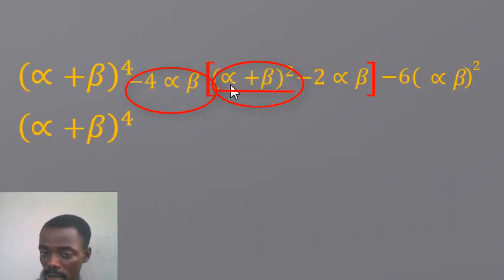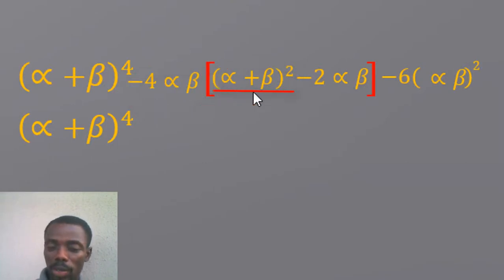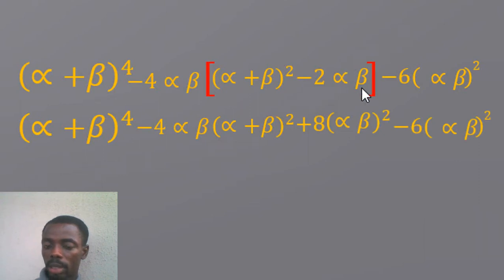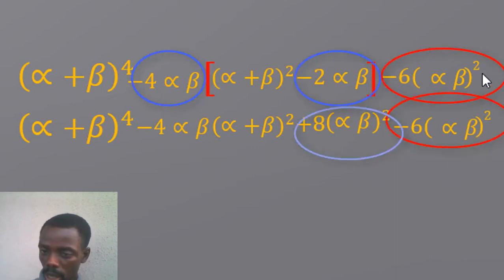My first term is alpha plus beta all squared. So what's that going to give me? It's going to give me minus 4 alpha beta, then alpha plus beta all squared. That is, I'm using this minus 4 alpha beta to multiply this value. Then the same thing, I'm using this minus 4 alpha beta to multiply the second value. The second value here is minus 2 alpha beta. So when I multiply, I'm going to be having a positive 8 alpha beta multiplying alpha beta. So that's positive 8 alpha beta squared. Okay? And this is minus 6 alpha beta squared. Just like what I am having here.